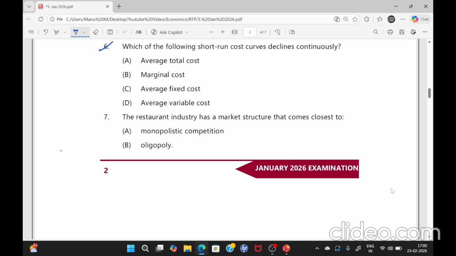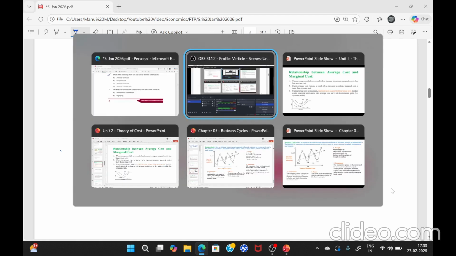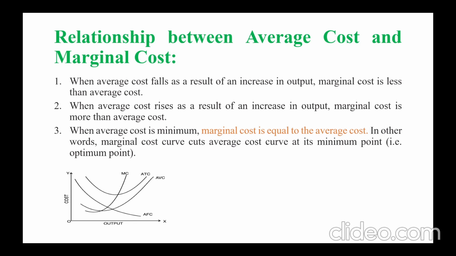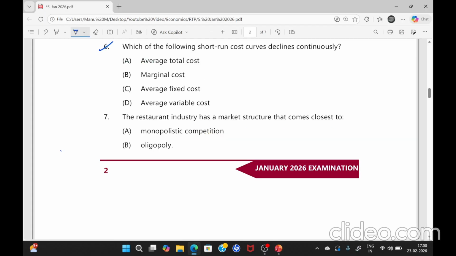Question number 6. Which of the following short-run costs declines continuously? I want to explain this with the help of notes. You can clearly see the different cost curves here. Marginal cost is going up, average total cost is U-shaped, average variable cost first declines and then increases, whereas the average fixed cost curve is constantly coming down as output increases. So that is what they're asking. Which of the following short-run cost curves declines continuously? Obviously you know the answer, which is average fixed cost.